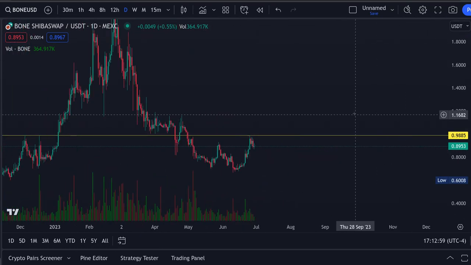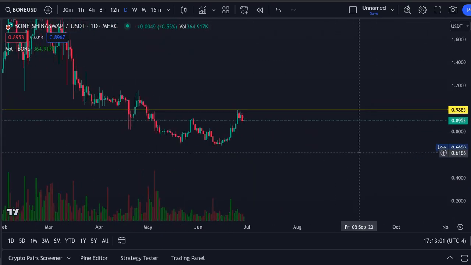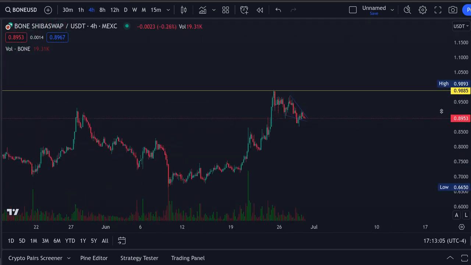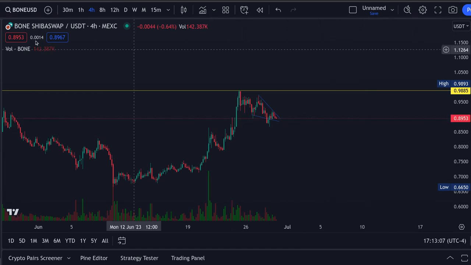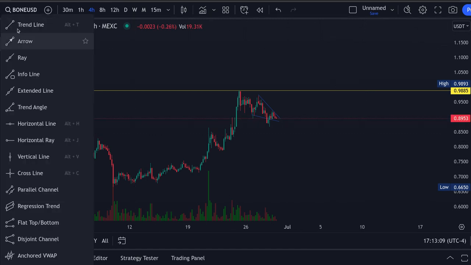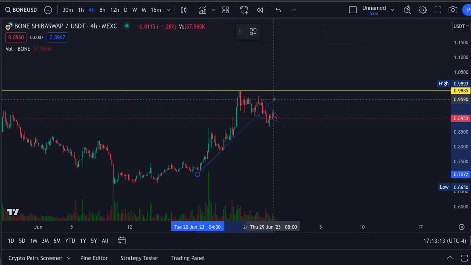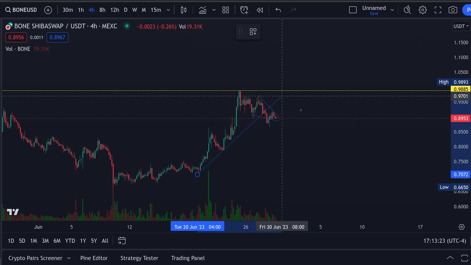Okay, let's zoom in here and take a look a little bit tighter at this thing. Let's go into 4 hour. A lot of times what I like to do, I like to use trend lines a lot. Okay, it gives me an idea if a coin's keeping trend or if it's breaking trend. You can see we have broken a trend line that was coming up through here, which is no big deal.